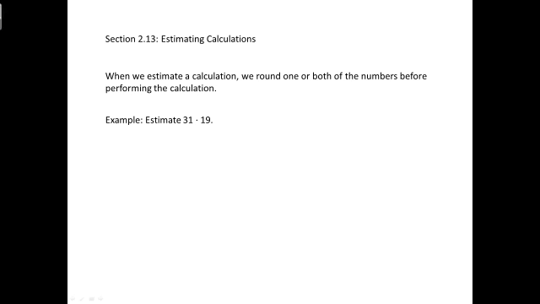Example, estimate 31 times 19. 31 times 19 is approximately equal to... we're going to change these numbers to make them easier to work with while keeping the values close. 31 is really close to 30, and 19 is really close to 20. So 31 times 19 is about 30 times 20, which is 600.